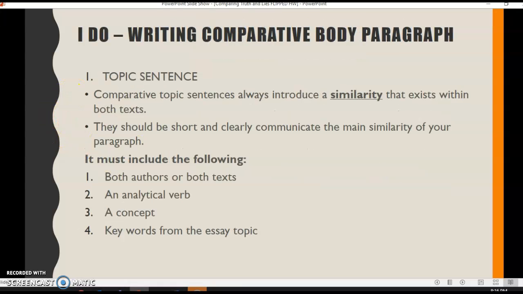Our comparative topic sentences introduce a similarity that exists within both texts. They should be clear and short and clearly communicate the main similarity of your paragraph. They must include both authors or both texts, an analytical verb, a concept, and key words from the essay topic.